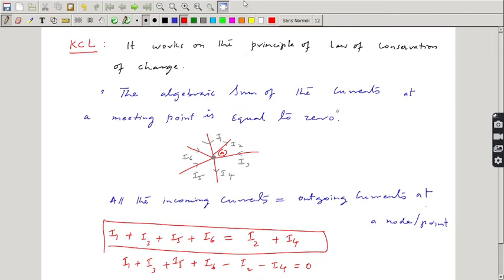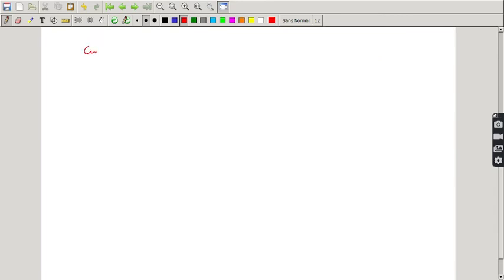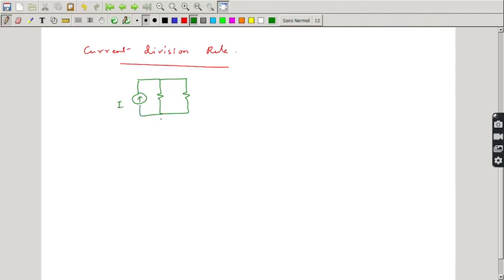Related to KCL, I can define the current division rule. If two resistors are connected in parallel with a current source I, the total current is I, the current flowing in this resistor is I1, and in this one is I2.